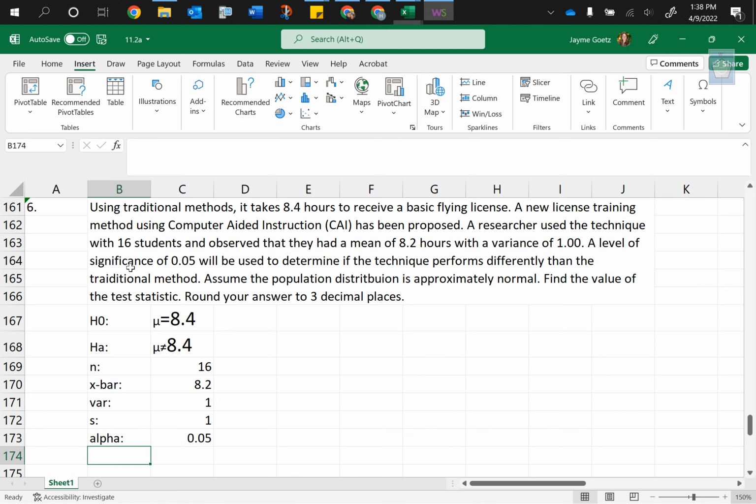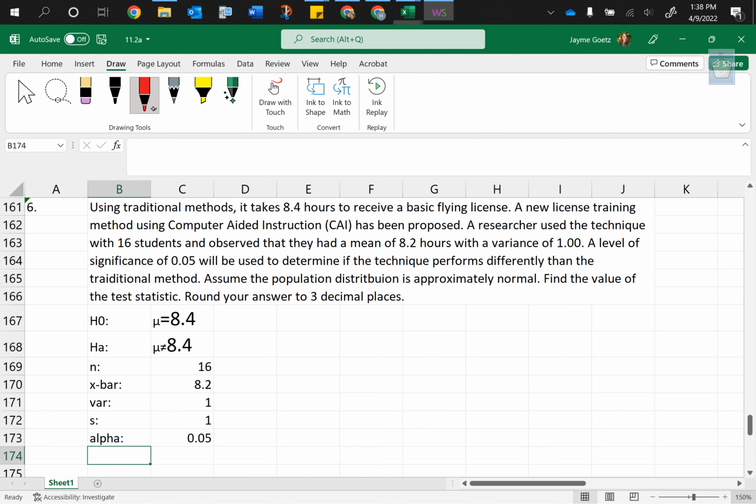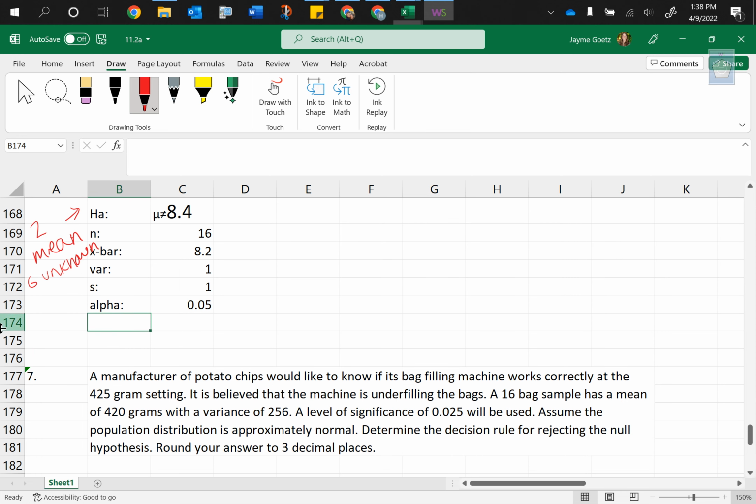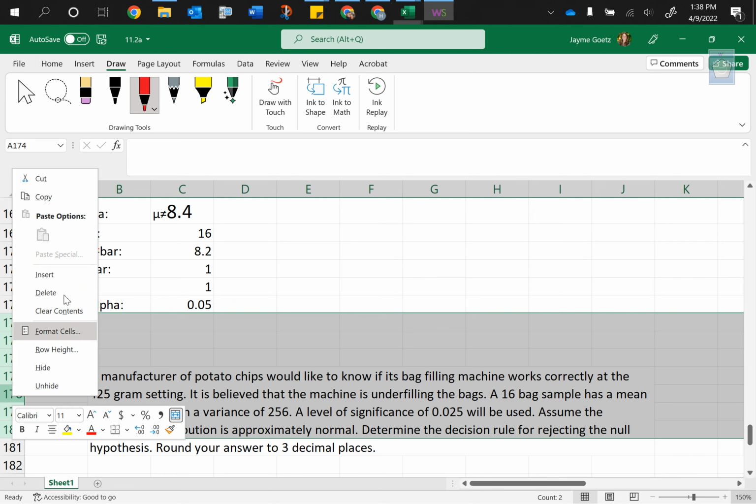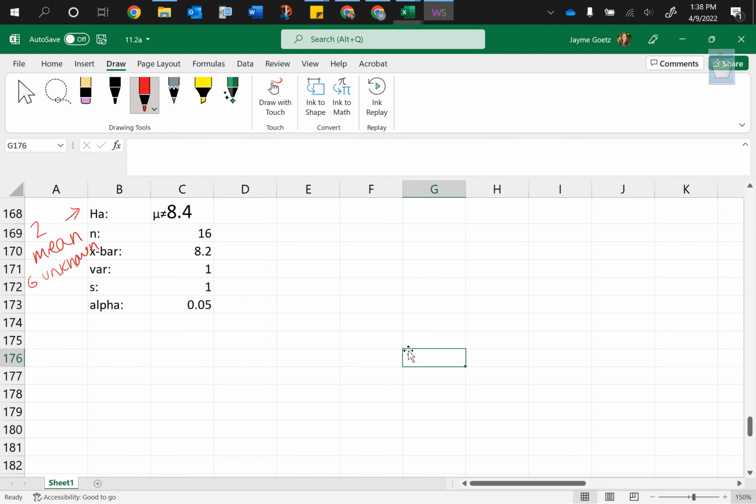So based on this information, we have population mean not equal to, so that's going to be two-tailed, and then it's going to be population mean, and here we don't have sigma, so this is going to be sigma unknown. So let's go to my template. Do I need to add rows here? I definitely do. Add. Doesn't matter how many you add. If it's too many, whatever. We can always delete them later.